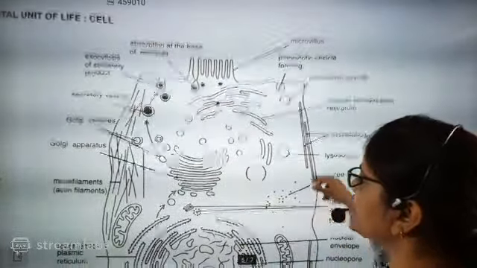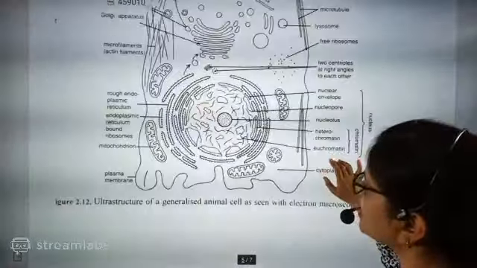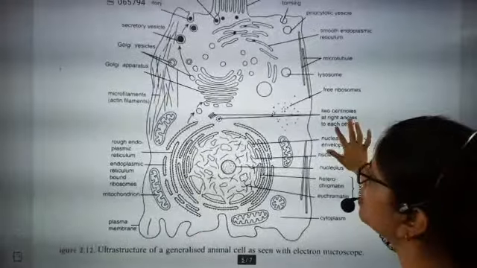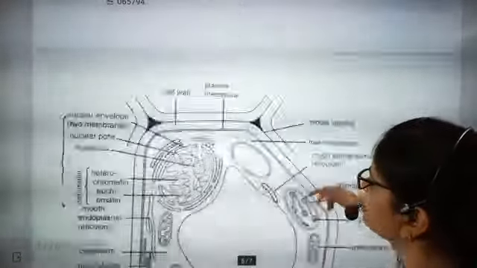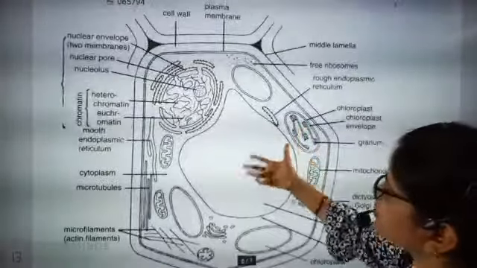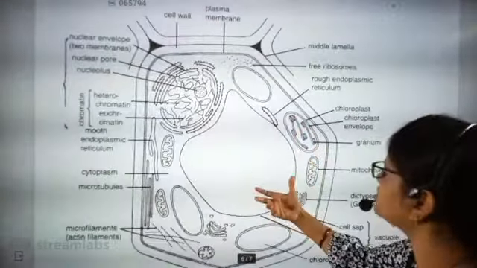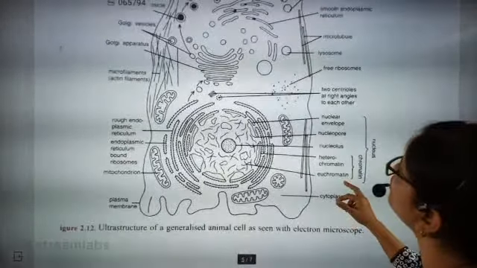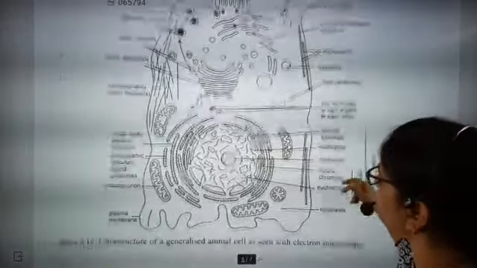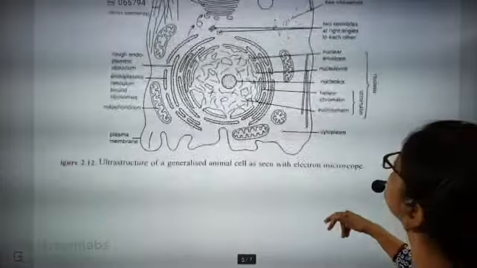Now, beta, this is an animal cell and this is a plant cell. We are going to discuss animal and plant cells. See, this is the food vacuole. See the size of the food vacuole, which is very big in a plant cell, but in an animal cell it will be very, very small. It will not even be seen.